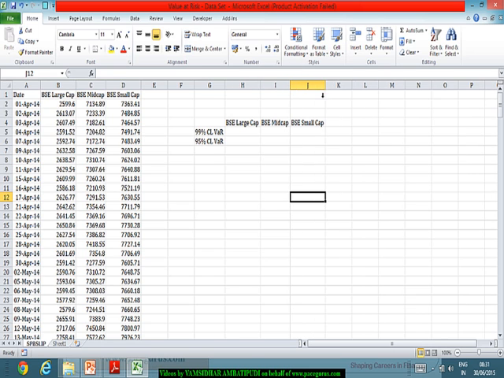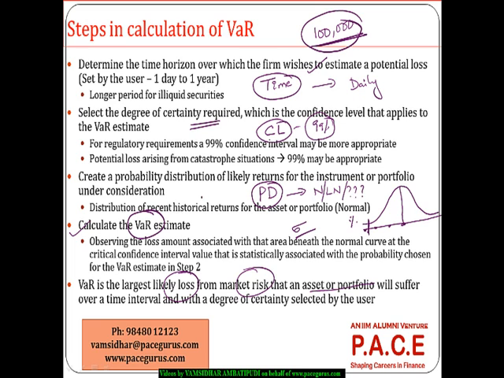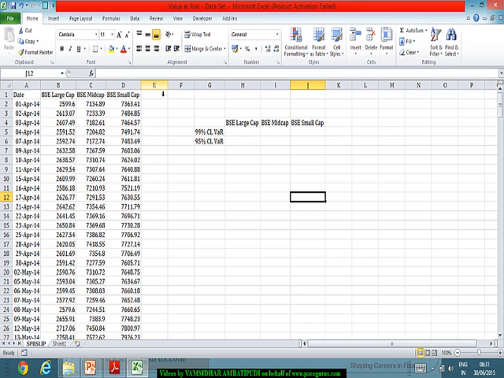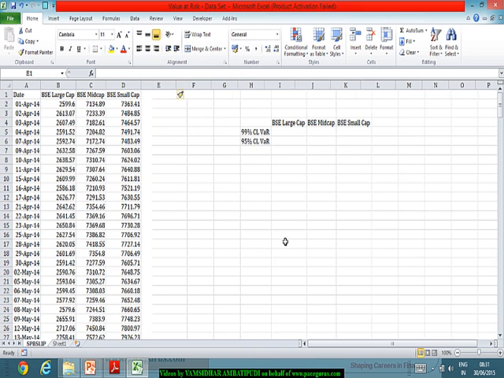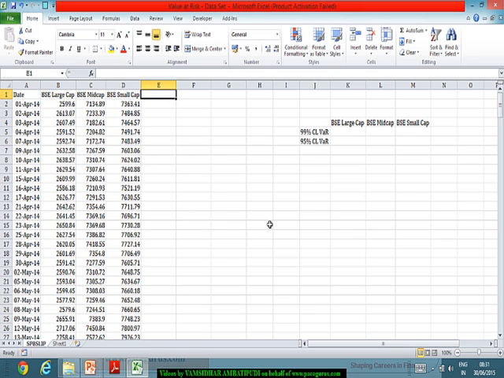So this is what I am interested in computing. I want to know the probability distribution of the likely returns. So let me assume that the likely returns are all following a normal distribution itself. I'll take the returns of large cap, mid cap and small cap. For the time being, let me assume that they are following a normal distribution.